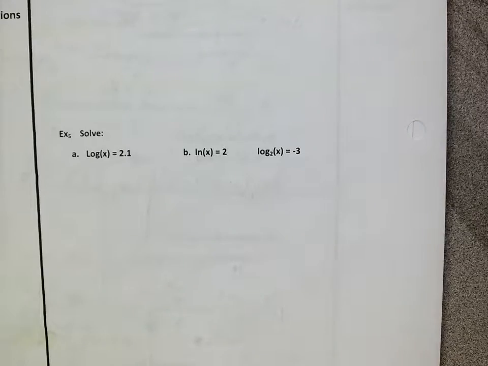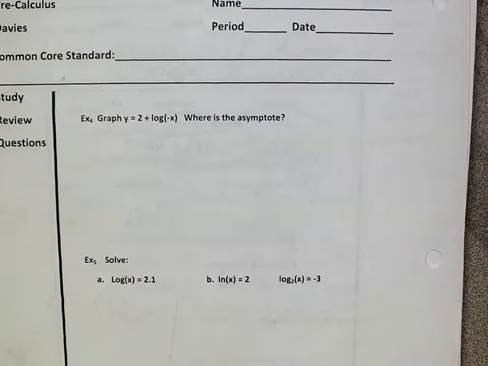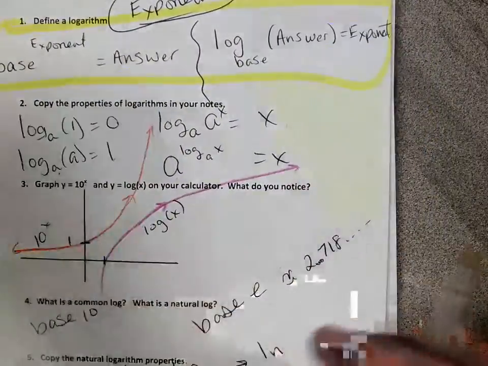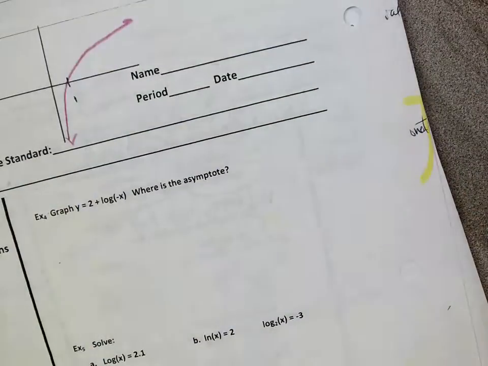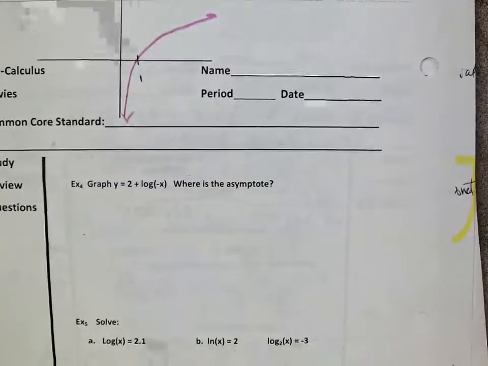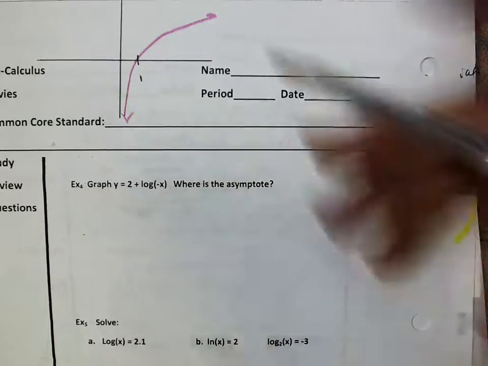Okay, graph. 2 plus log of negative x. So before we do this, let's go back to our reading. What are these? They look like this pink one right here. So let's take a look at that graph and just draw that one up above. Let's take a look at my log graphs. I do know it goes through 1, and my log graph looks like this. That's my parent function, just my plain old y equals log of x.